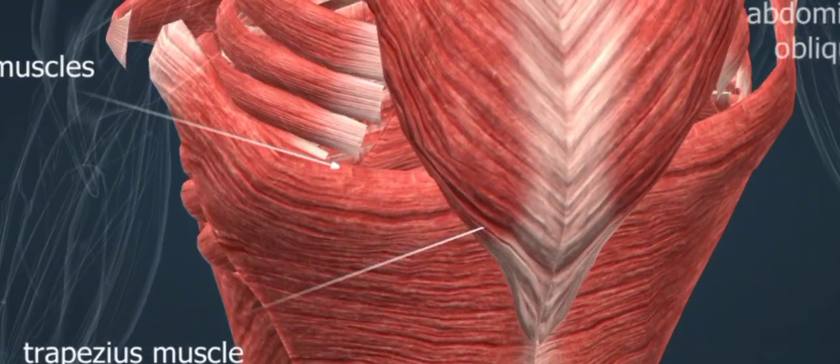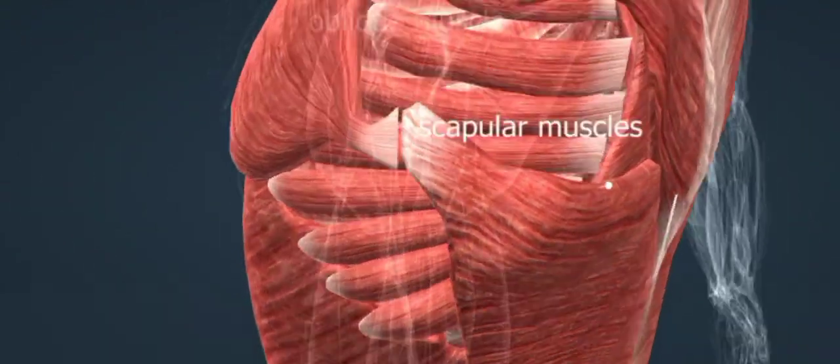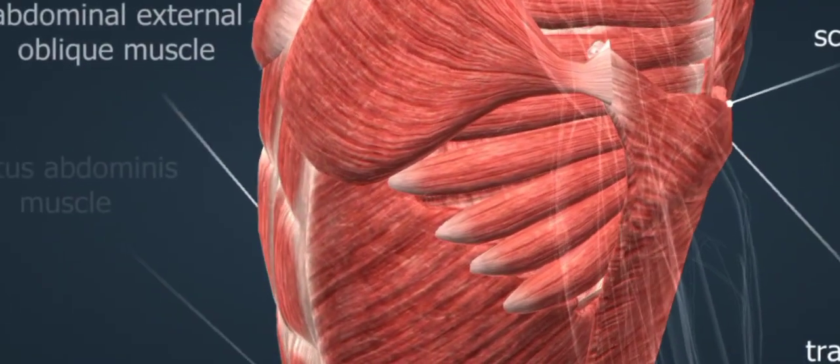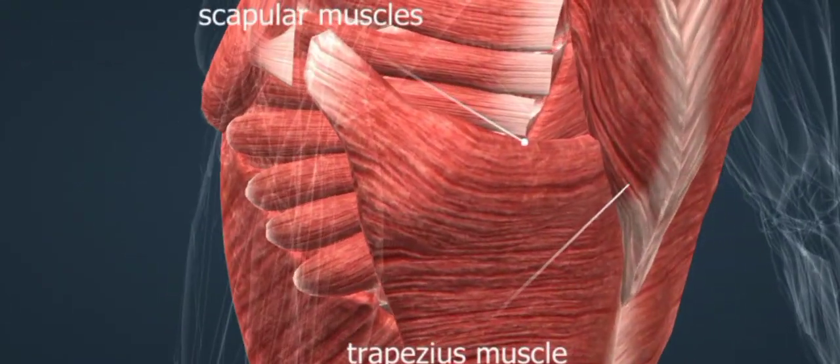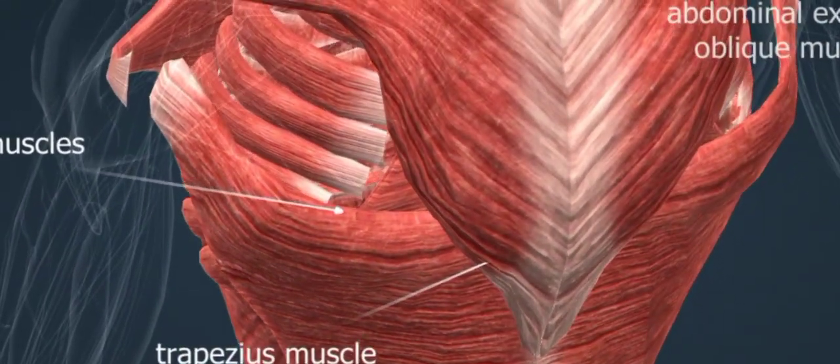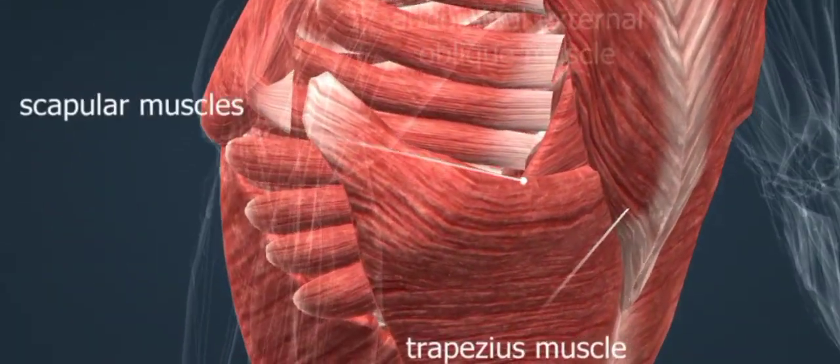Number 2 is elevation of the scapula. Muscles like the levator scapulae elevate the scapula, raising the shoulders, such as in a shrugging motion. Number 3 is retraction, adduction, of the scapula. The rhomboid major and minor pull the scapula towards the spine, retracting the shoulder blades, which is important in pulling movements like rowing.